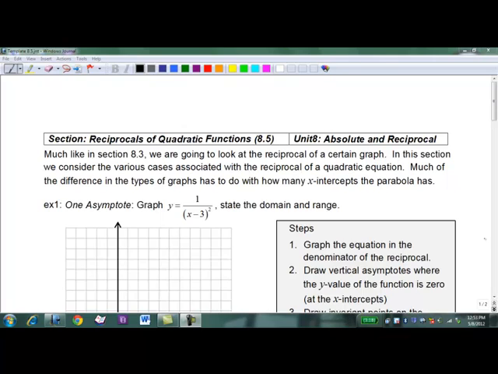Ahoy hoy! Welcome to Absolute and Reciprocal for Pre-Calculus Math 11, and we're taking a look at reciprocals of quadratic functions. Basically in section 8.3 we're looking at reciprocals of linear equations. And in this section what we're going to do is take a look at reciprocals of quadratic equations, so basically parabolas. Really what it boils down to is how many asymptotes does this parabola have, which is really based on how many zeros or how many x-intercepts the parabola has.